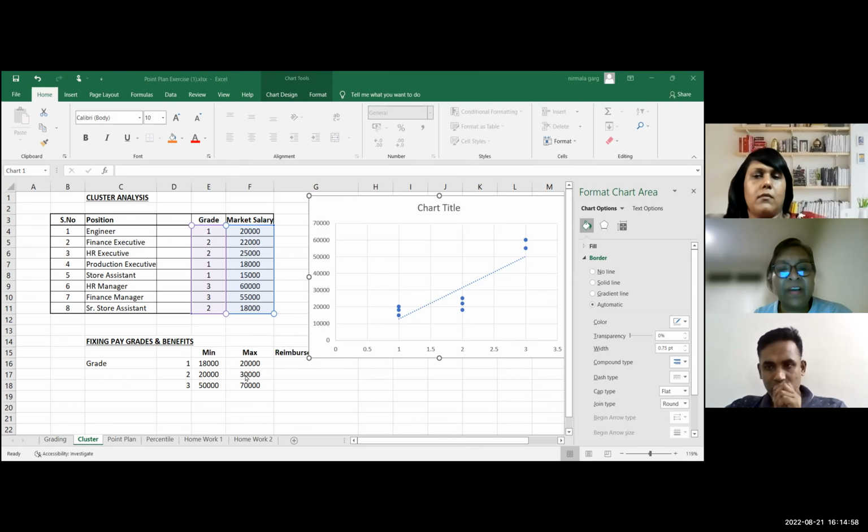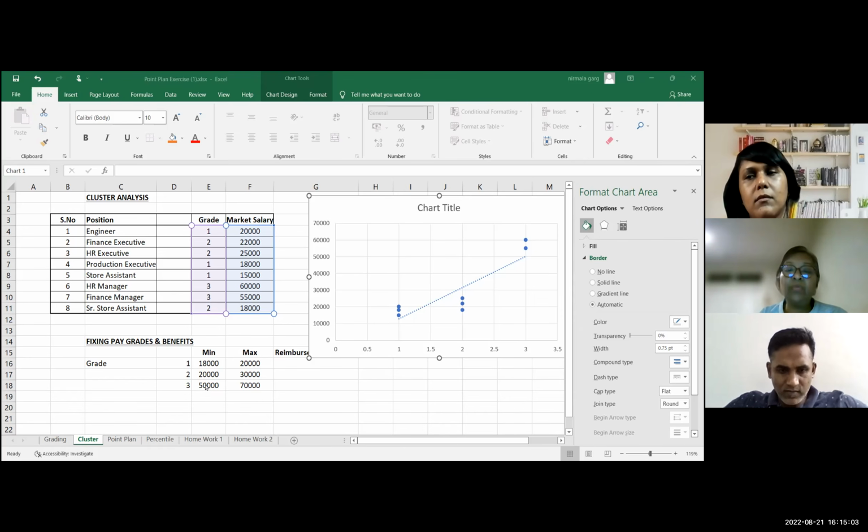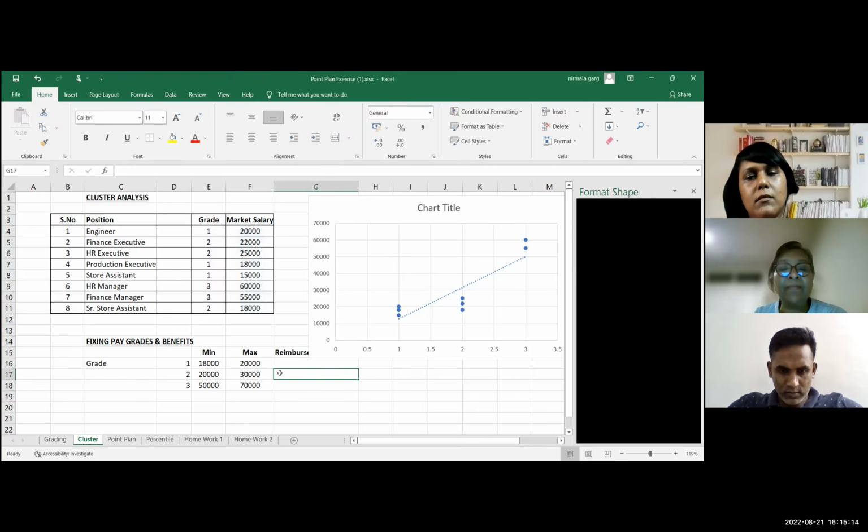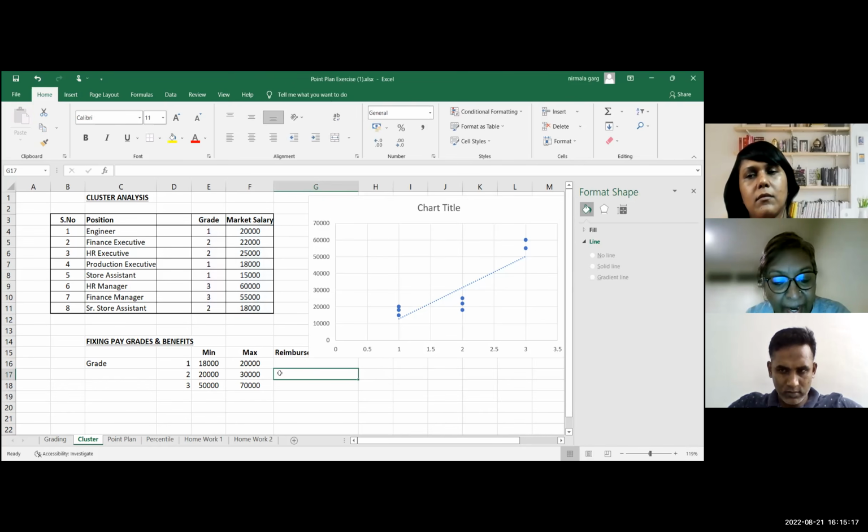Now you will see that from 30,000 it suddenly comes to 50,000. Again, today you have no positions, but maybe tomorrow you will have positions. So you need to create a pay band structure. So what will you do now? Here, you can have another sub band from, say, 30,000 to 50,000. Are you with me, guys?